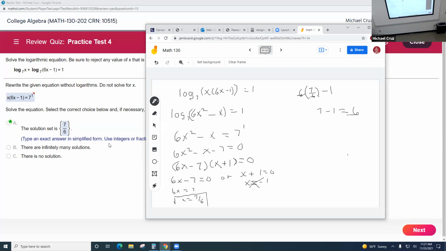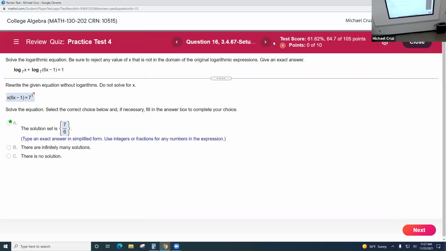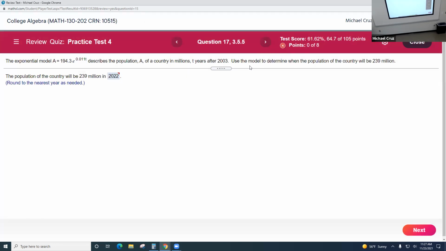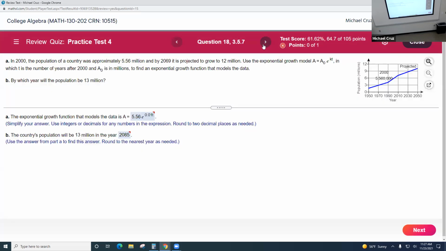If by chance both of the solutions had given you a negative value inside, then there would be no solution. But in this case, one of them works. All right. Let me see what else is left.